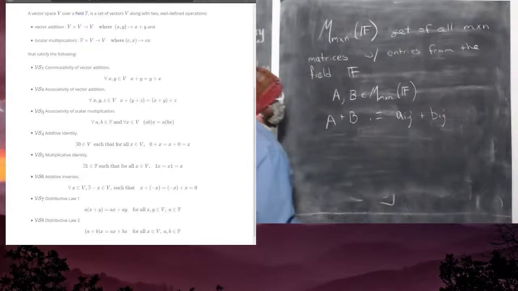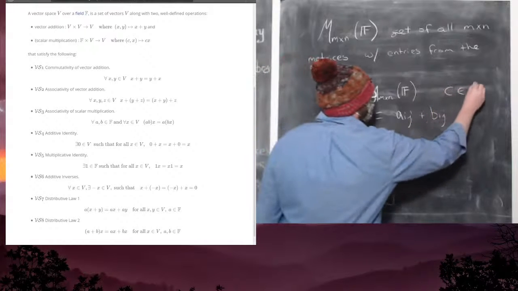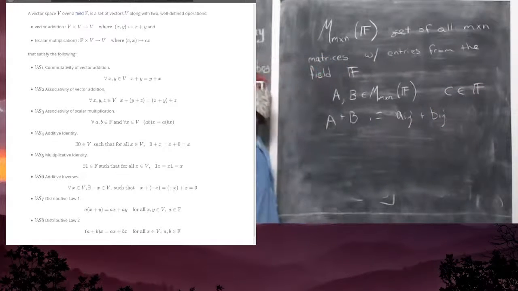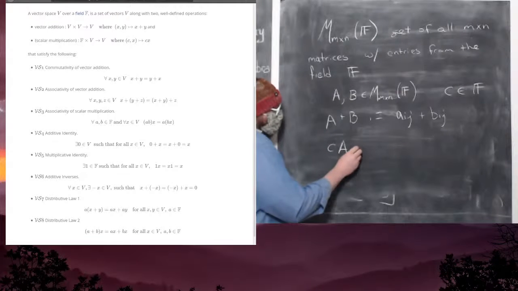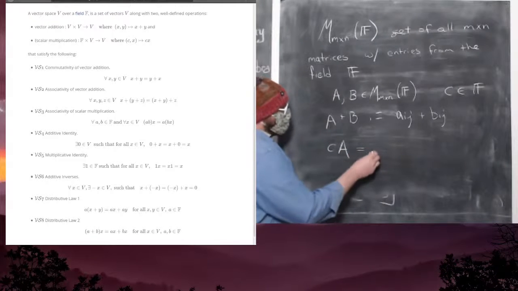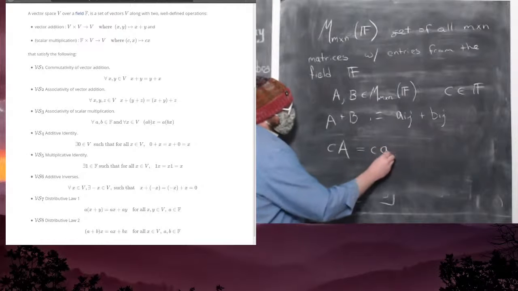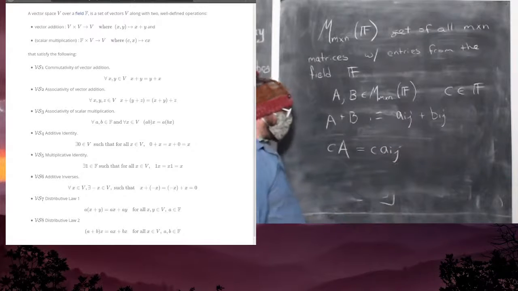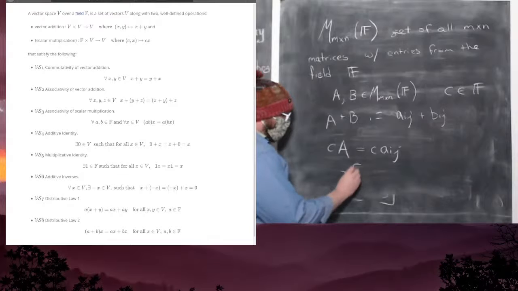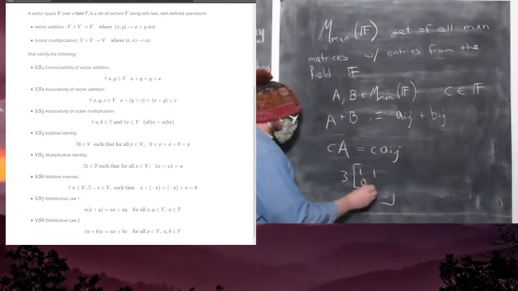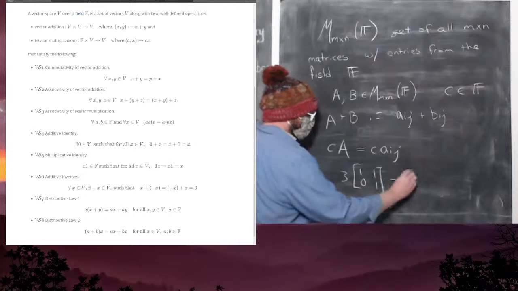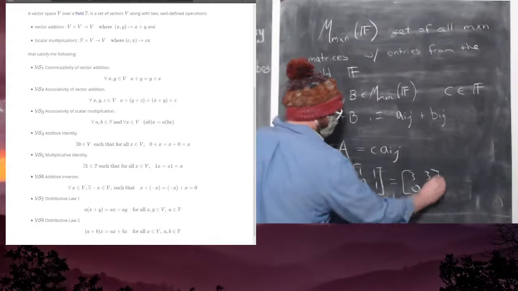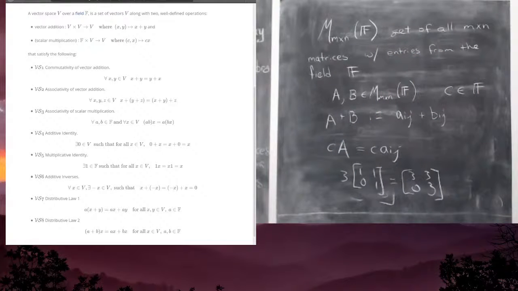Similarly, if you have a constant from the field, then you do exactly what you think you should. You just multiply each component in said matrix by that constant. So if you had 3 times the matrix 1, 1, 0, 1, Mr. Anderson, then you just multiply across, yeah?